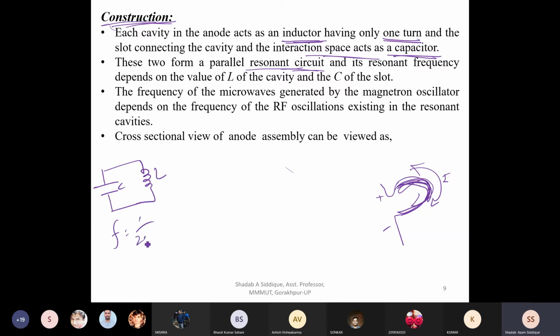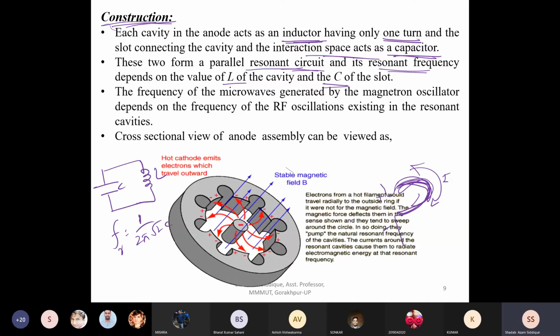So f equals 1 by 2 pi root LC, that is the resonant frequency fr. Depending on the values of L and C, there will be some resonant frequency. The frequency of microwave generated by the magnetron oscillator depends on the frequency of RF oscillation existing in the resonant cavity, that is, on the resonant frequency.